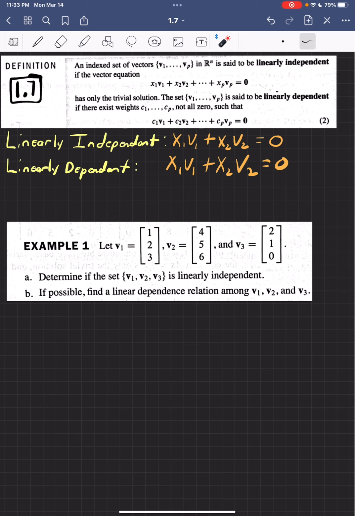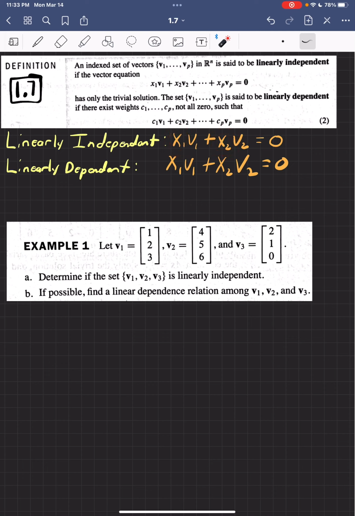The question is, what are some possibilities? We will assume that these are non-zero vectors for right now. What are the possibilities for making the equation a true statement? How do I get to 0? The only thing you have at your disposal is that you can choose different scalars. You can choose any scalars you want. You can even choose 0.